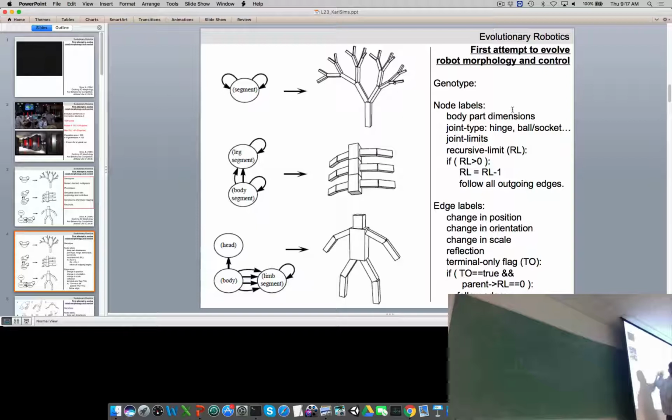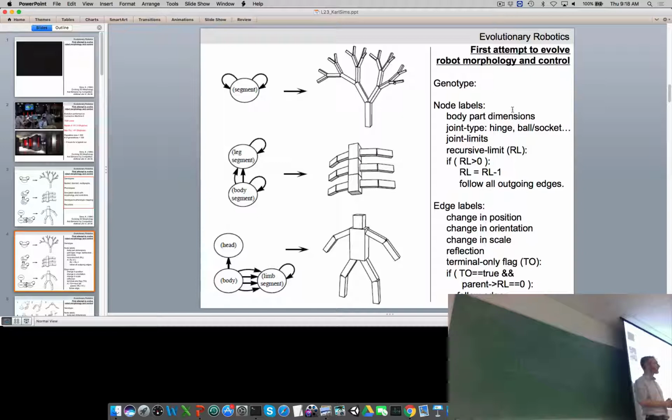We follow these two edges and we arrive at leg segment, but we arrive at leg segment along two different edges. So we're arriving at leg segment twice. Which are the two leg segments that are being constructed? Left and right. The left and right, exactly, right? So one of these, the reflection flag is probably set to zero, and in the other edge, the reflection flag is set to one, right? So we're creating the same object with the same length and width and height, but they're reflected about some axis of symmetry.